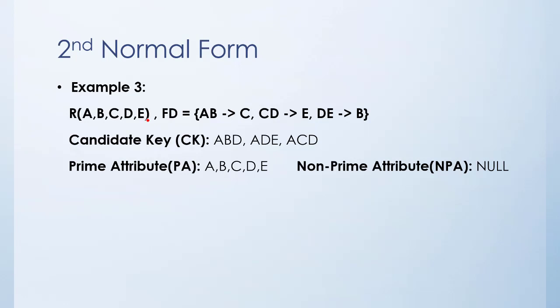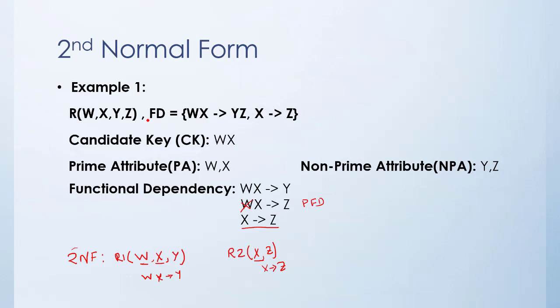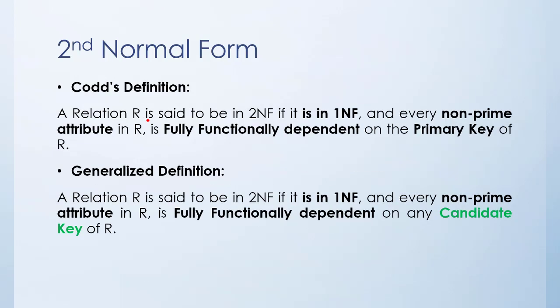So what are the prime attributes over here? Obviously, each and every attribute present in the candidate keys, that is A, B, obviously C and D, and also E. So there is no attribute which is a non-prime attribute. And as per the definition of 2NF, it says that each and every non-prime attribute in R is fully functionally dependent on the candidate key of R.